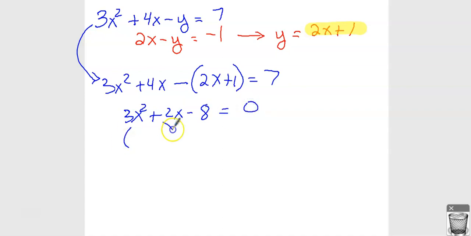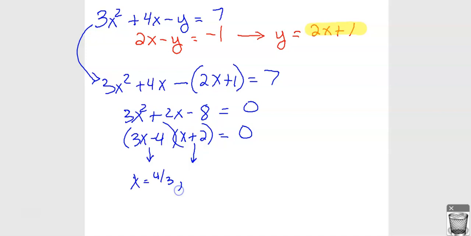And then if I factor this, or you can use the quadratic formula, whichever one you want, it's 3x minus 4, x plus 2, and then you solve that, so x equals 4/3, and x equals negative 2. So we have two different answers. And again, you can check it by solving graphically, and you'll see that they cross at those 2 points.